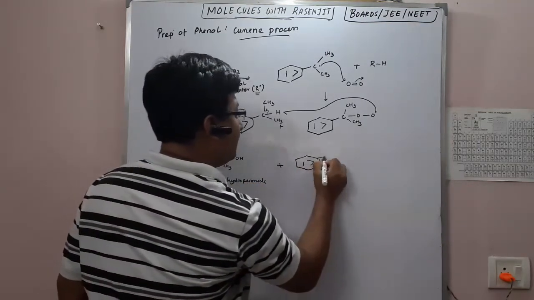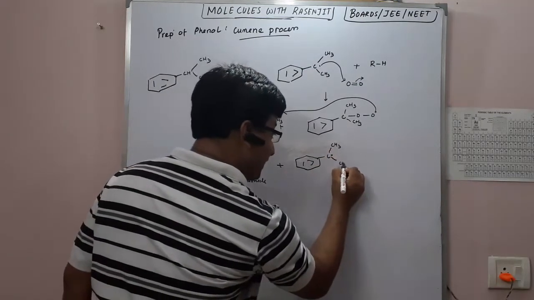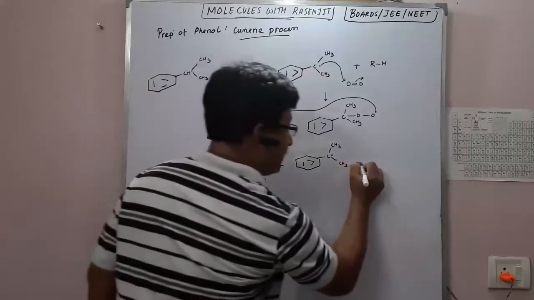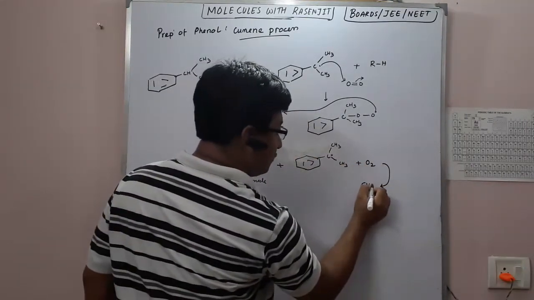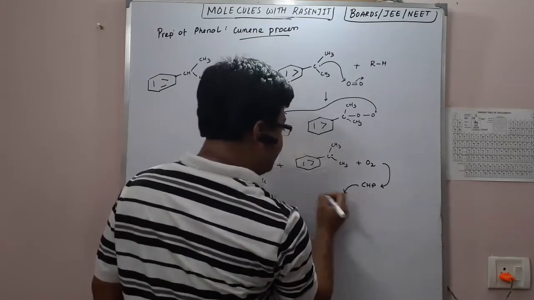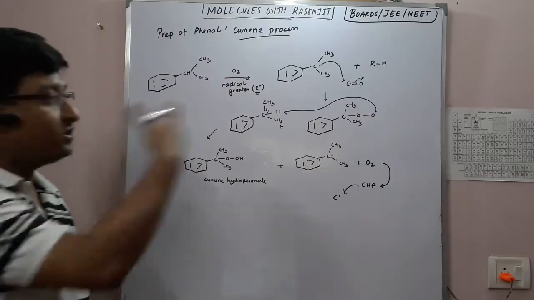And at the same time, what are you generating? You are generating again a cumene radical. Now this will undergo again, in presence of oxygen, to form cumene hydroperoxide. Then again it will generate a cumene radical. So this chain will go on.